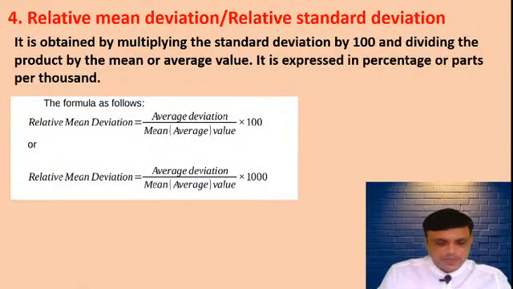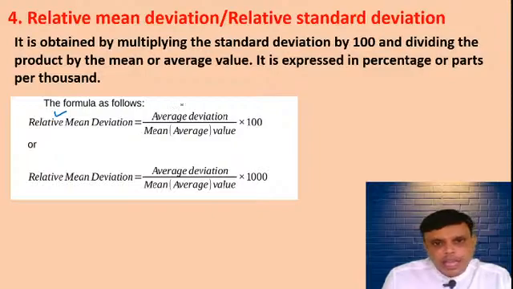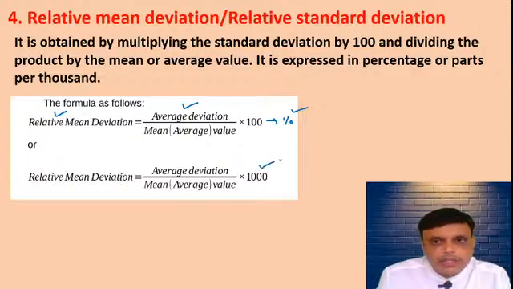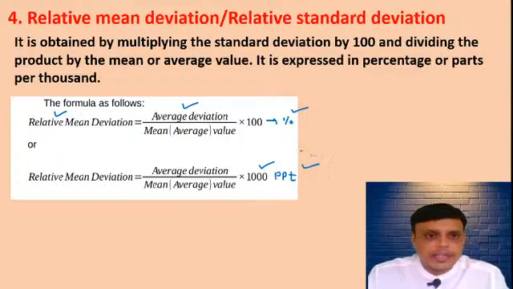So these are the formulas. Relative mean deviation is equal to average deviation divided by mean or average value into 100. It will give in terms of percentage. How can relative mean deviation or relative standard deviation be obtained? By multiplying average deviation by 100 and dividing the product by mean or average value, you will get relative mean deviation in terms of percentage. And if you multiply it with 1000, then it will give PPT, parts per thousand.